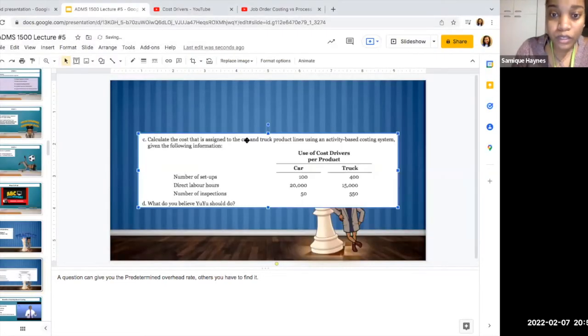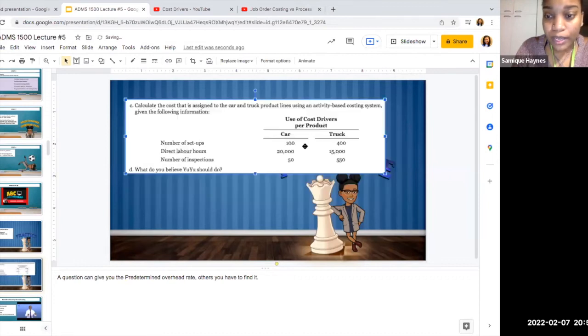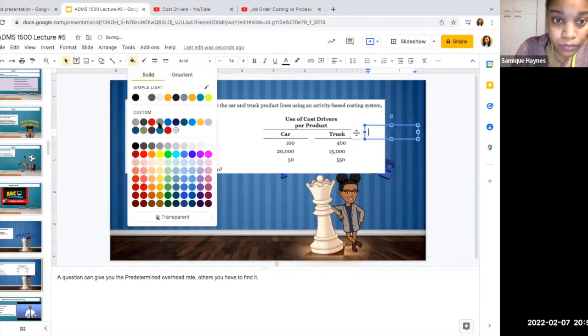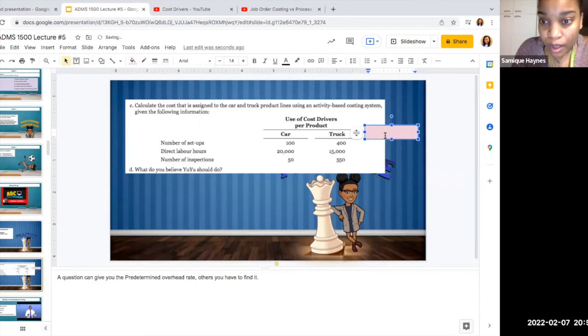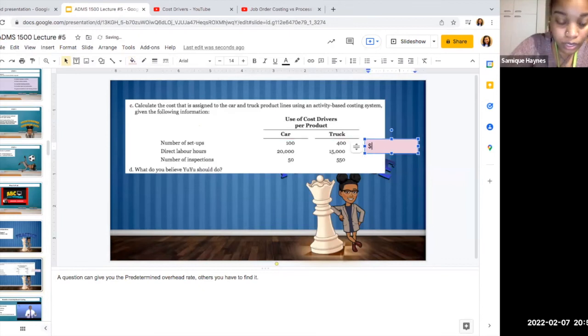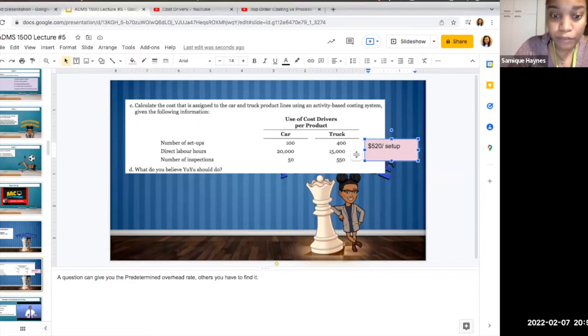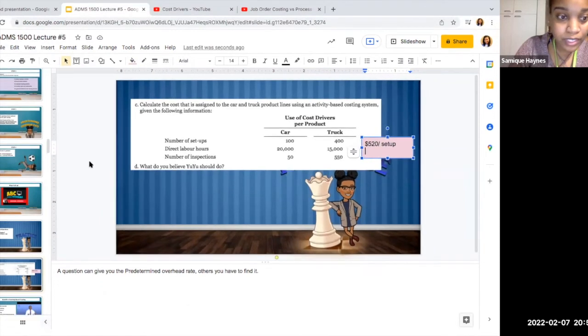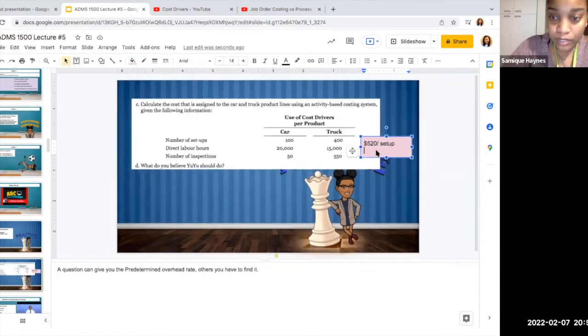Good. So we can really see what's going on here. We have some rates that we already figured out. The first rate we got was $520 per setup. Then we got $8. Was it $8? I forget. Yes, $8, okay, per labor hour.